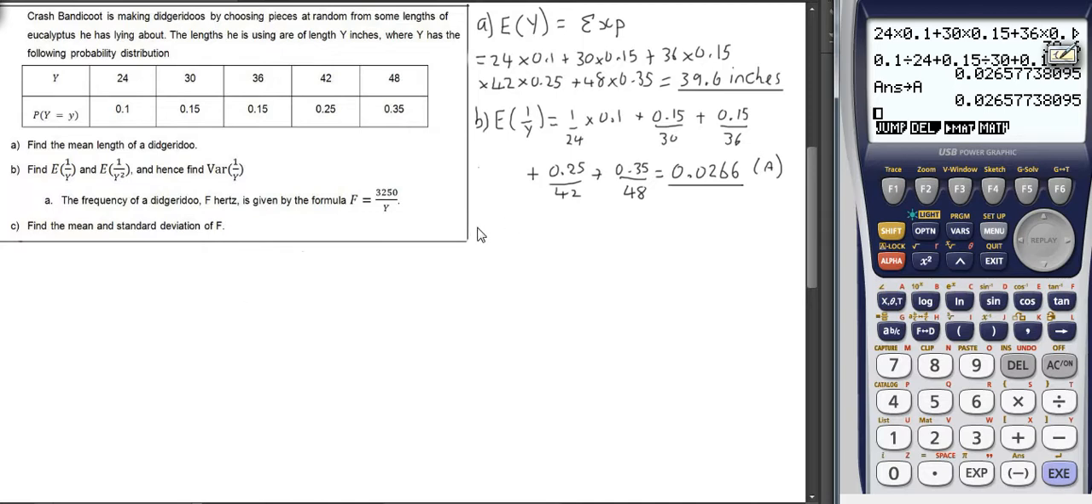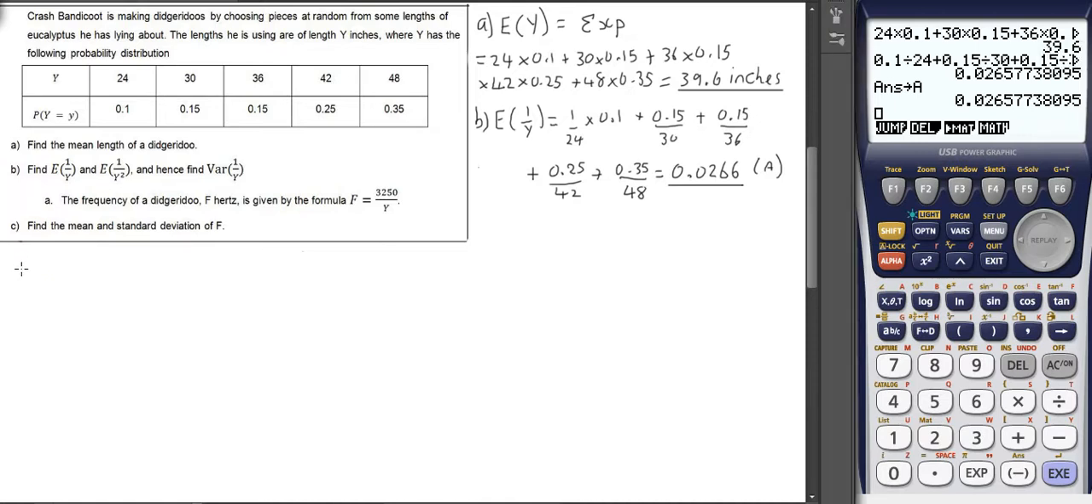Okay, E of 1 over y squared now. Exactly the same story, but this time we're doing 1 divided by the square of the value, so it's 0.1 over 24 squared, and so on. And just in case you think you can't be bothered to write this calculation down, it's so easy to make a calculator slip. I really recommend you do, because you will get marks here.